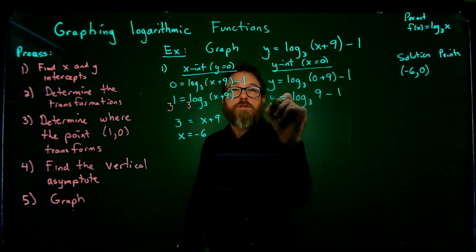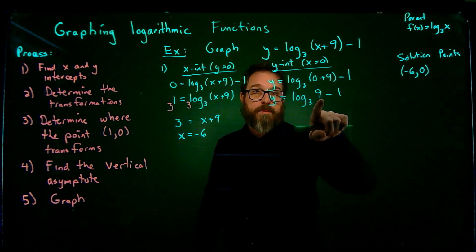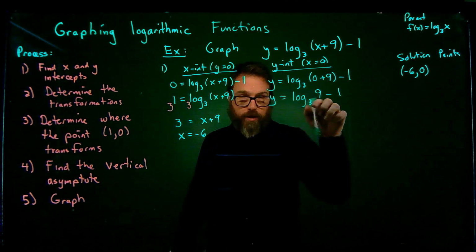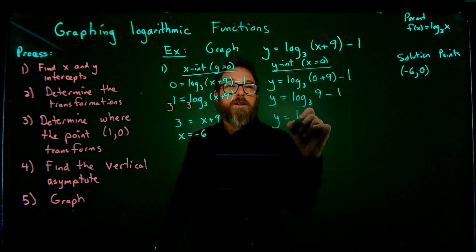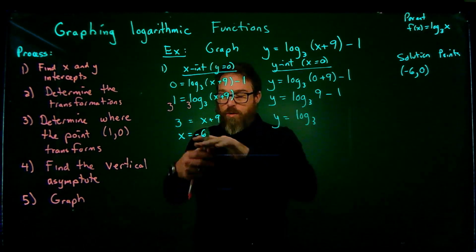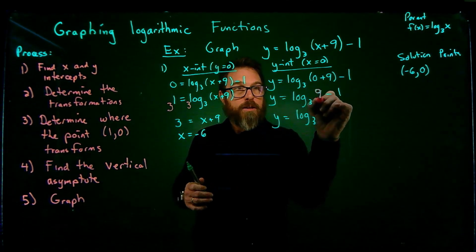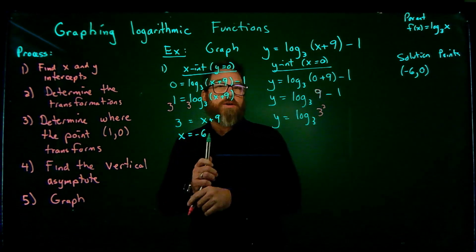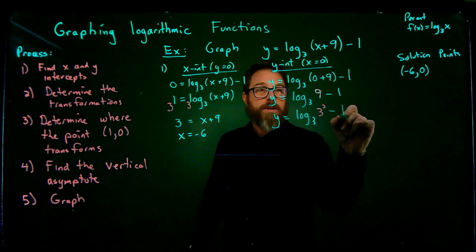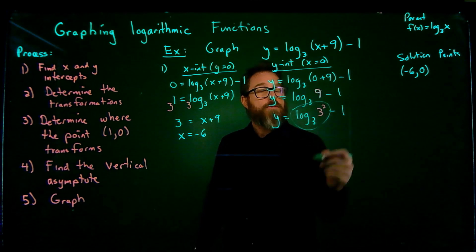I'm just going to use its inverse property. So what I'm going to do is write 9 as a base 3. So y is going to be equal to the log base 3. Well, this 9 here can be rewritten as 3 squared, minus 1. We're going to still simplify this before I do anything.